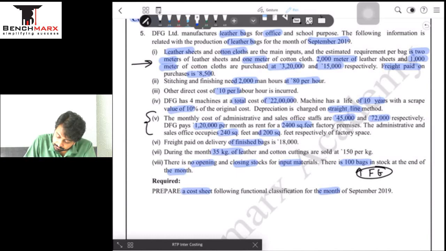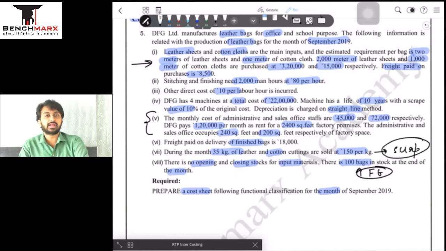35 केजी ऑफ लेदर एंड कॉटन आर सोल्ड एट 150, दिस अपीयर्स टू बी स्क्रैप. सो जनरली आई सब्ट्रैक्ट स्क्रैप आफ्टर एडमिन कॉस्ट विच आर प्रोडक्शन बेस्ड. ईदर यू कैन सब्ट्रैक्ट दिस फ्रॉम देयर या यू कैन सब्ट्रैक्ट इट फ्रॉम द कॉस्ट ऑफ मटेरियल्स कंज्यूम्ड. इन दिस क्वेश्चन द आईसीआई हैज सब्ट्रैक्टेड फ्रॉम द कॉस्ट ऑफ दोज ओवरहेड्स, नॉट फ्रॉम द कॉस्ट ऑफ मटेरियल्स कंज्यूम्ड. इसका लॉजिक फ्रेंकली डिफिकल्ट टू अंडरस्टैंड.